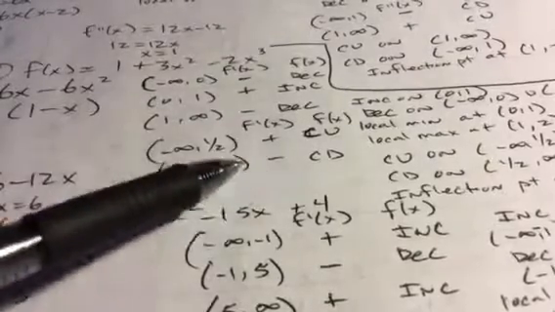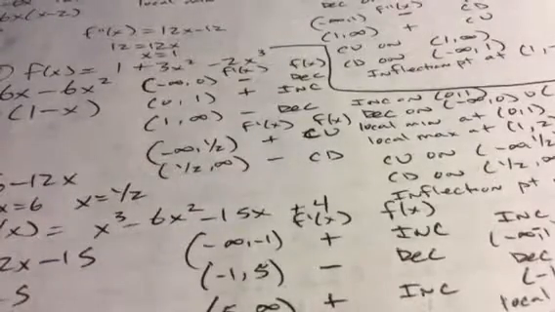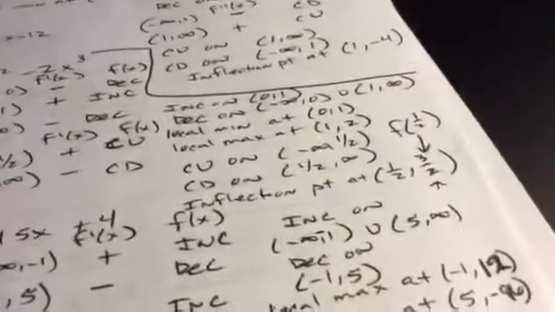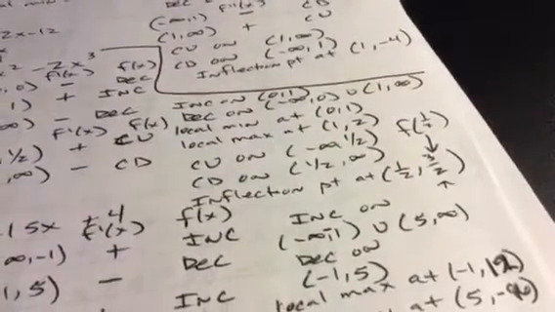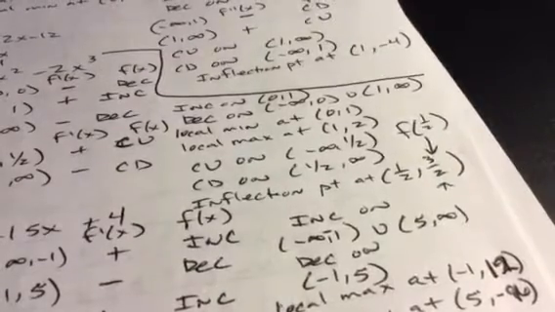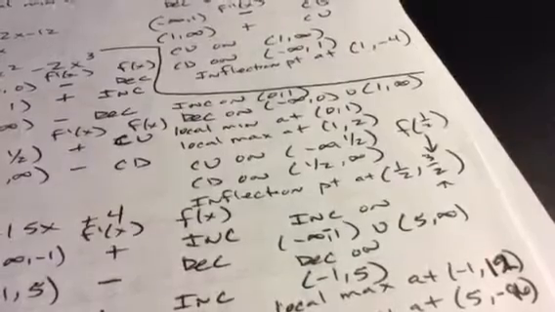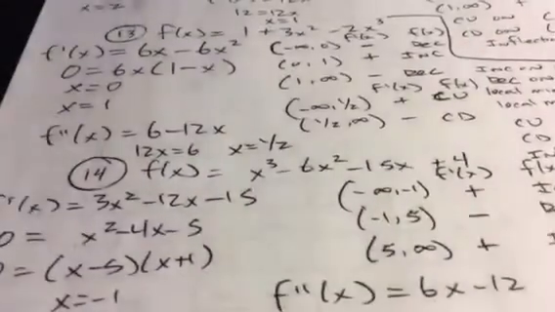Plug in 0 there, and you'll get f double prime of x is positive. Plug in 1, you get f double prime of x is negative. So you have concave up, concave down. That means 1/2 is an inflection point. Plug 1/2 into your original f of x to find your inflection point. Okay, that one's not too bad.